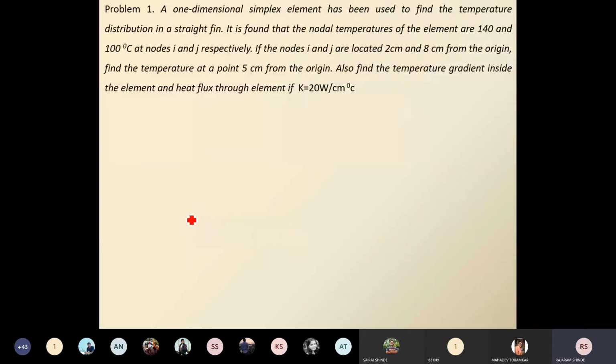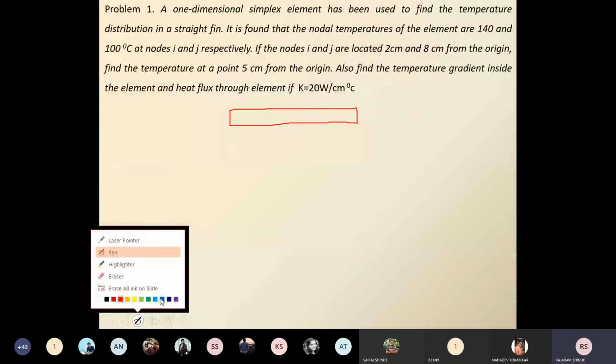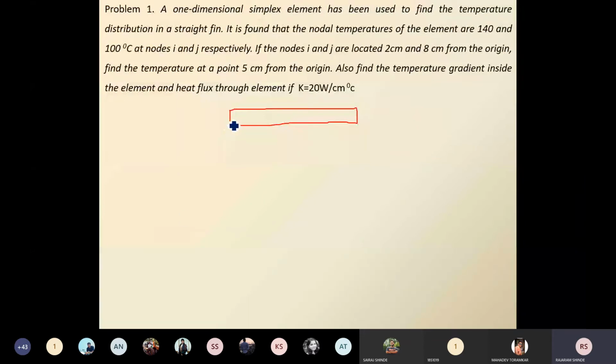Now listen. See here, what is this problem? One pin is there and it is modeled with a number of elements. From here to here there may be one element, from here to here another element, and so on. This is the first element, this is the second element, this is the third element. Out of these elements, one element is selected.